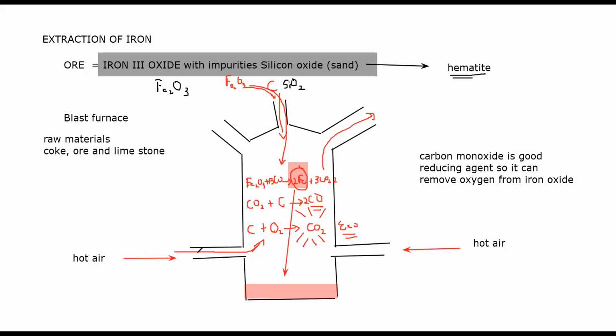Is it clear till now? So first we add hot air from the bottom and add carbon from the top. Carbon reacted with oxygen gives carbon dioxide. This carbon dioxide which is produced reacts with more carbon we are adding from the top, it will give carbon monoxide. Carbon monoxide is a good reducing agent. So it can remove oxygen from iron oxide and it forms iron. So iron will move towards the bottom and it will be in a molten state. Why is it in a molten state?